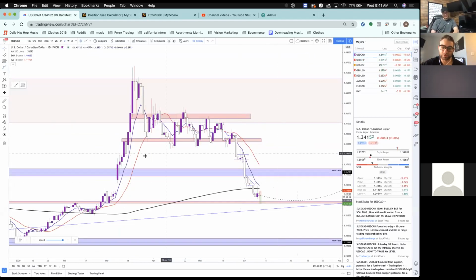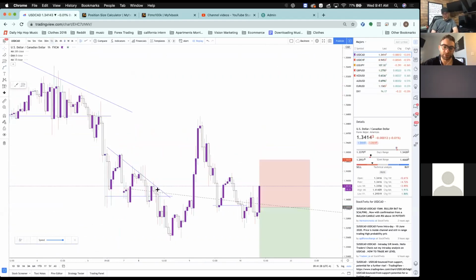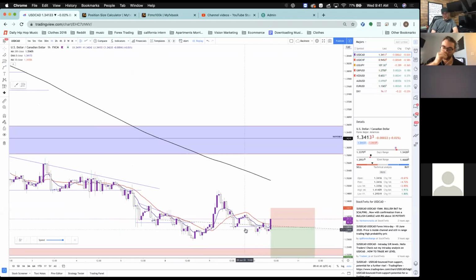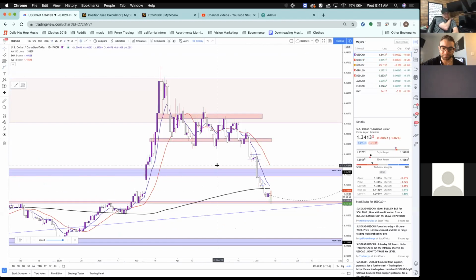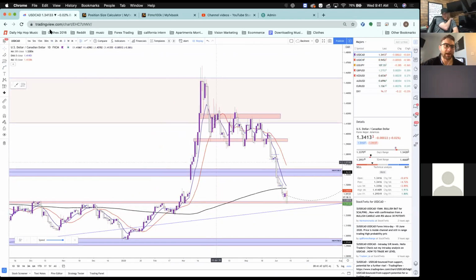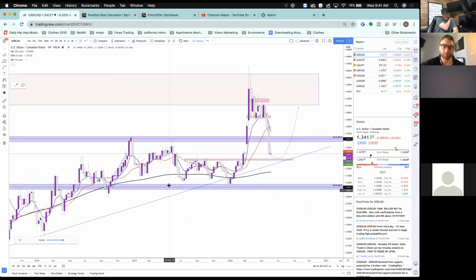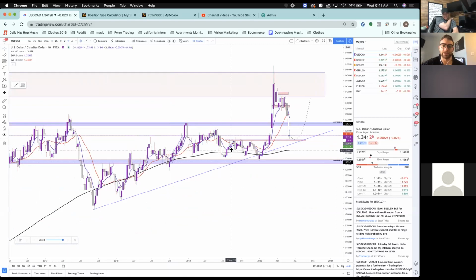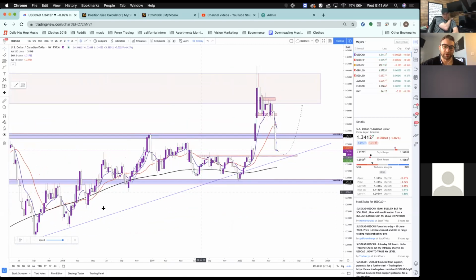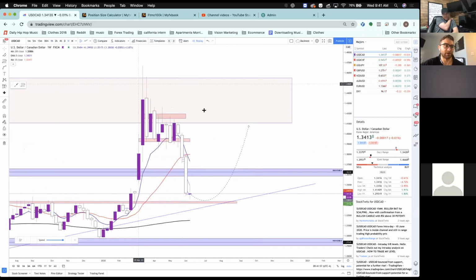Let's go over to UCAD. So I had a little trade idea on UCAD. It's pulling back a little bit right now, but basically UCAD has been very bearish. And then on the weekly time frame, obviously this was bullish, just made a new high, but we were focused in on this area right here.